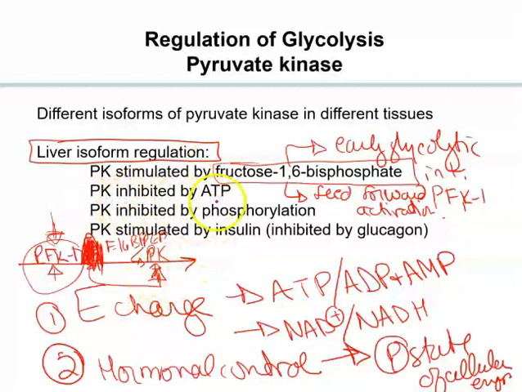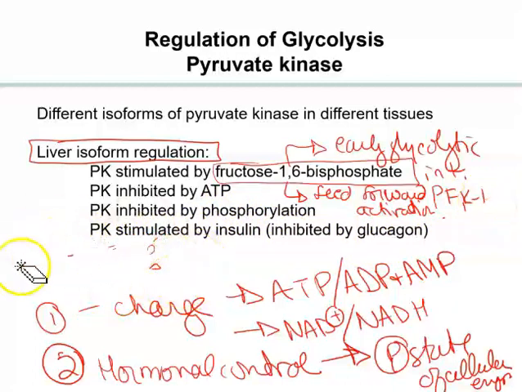Pyruvate kinase is inhibited by ATP, which is a high energy charge indicator within the cell. Pyruvate kinase is inhibited by phosphorylation. And that means that if a phosphate is added to pyruvate kinase, then pyruvate kinase will be shut down. Pyruvate kinase is stimulated by insulin and inhibited by glucagon.